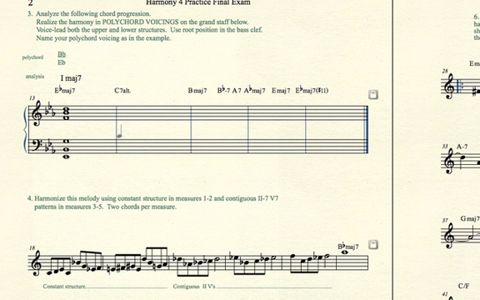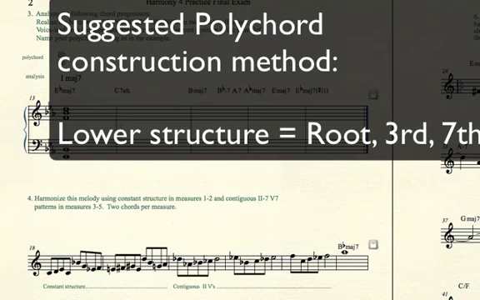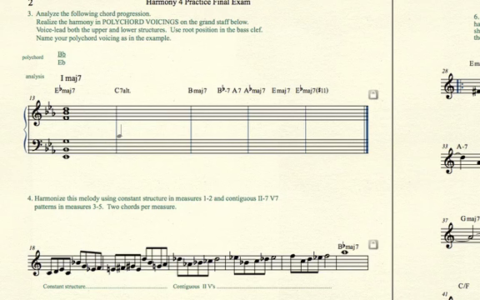You decide in advance that you're going to make the lower structure be a root, a third, and a seventh, no fifth. The third and seventh could be in any order, but the root must be on the bottom. So if you go with that approach, you can just fill in your lower structures first with a root, a third, and a seventh. And that's what I'm going to do next. Why don't you do that if you haven't done it already? Pause the video and then check your answers.